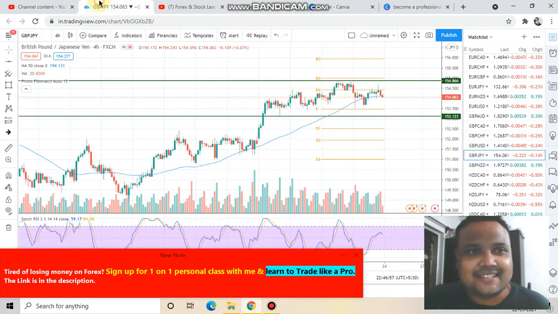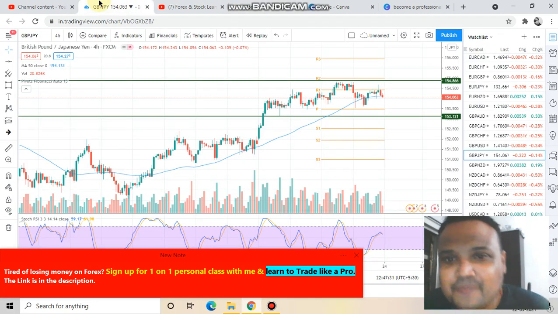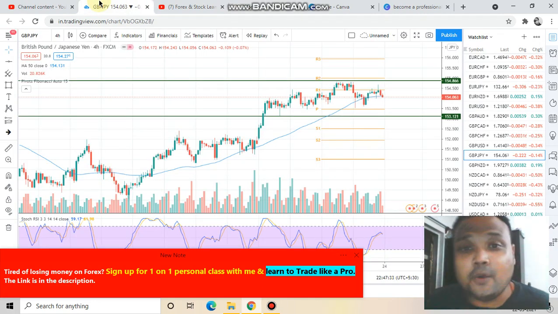Now let's get back to the chart. So this is the chart of GBP JPY, and if we just look at the chart, there is no denial that the market is in an uptrend. A beautiful uptrend.